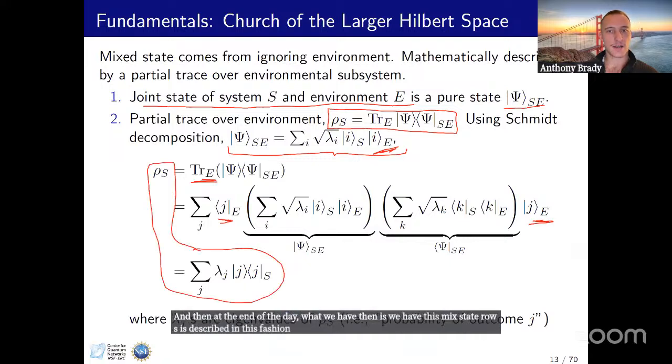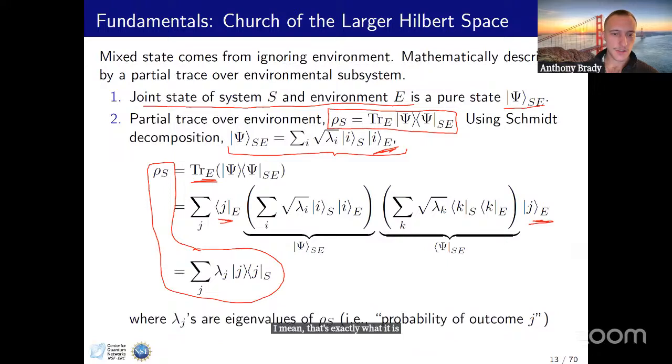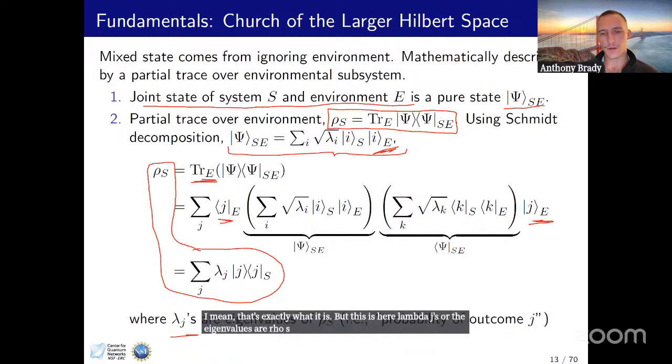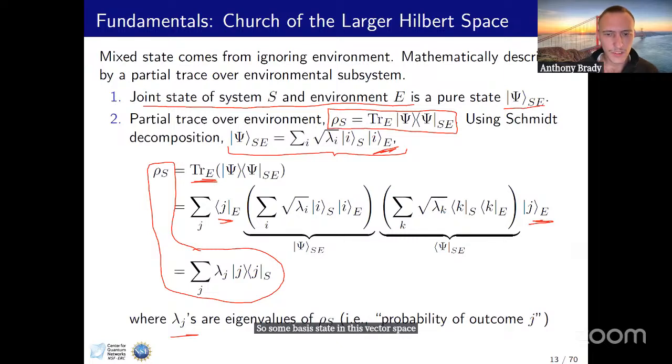This is actually a convex combination of states. I mean, that's exactly what it is. Here, the lambda J's are the eigenvalues of rho S. Physically, if J is some eigenstate, so some basis state in this vector space, then the value lambda J is just the probability to measure the outcome J. So that's the probability that when you do a measurement on rho S, the state is there.